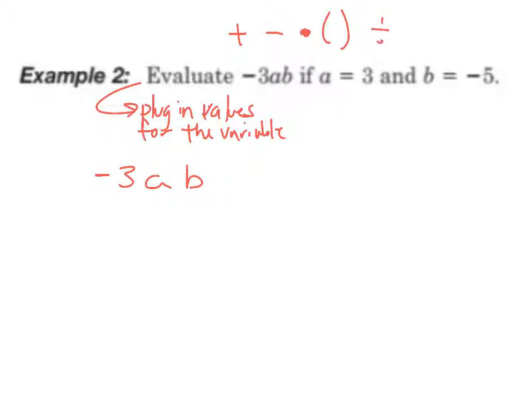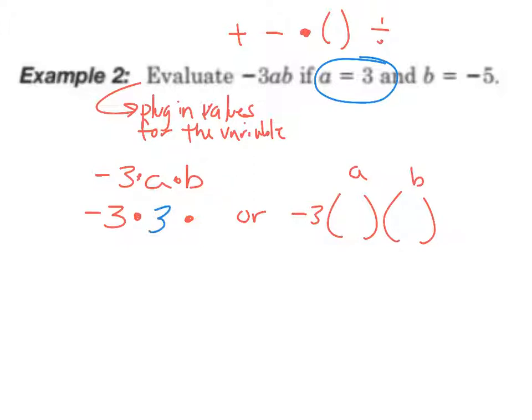Right? So I have negative 3 times a value for A and times a value for B, because in between here is multiplication. So I have to have a symbol in there. Another way we can write it is negative 3 times a value for A and times a value for B. So inside there will be A and inside there will be B. So what I have for A is 3, and what I have for B is negative 5. If I use parentheses, it'll look like this. The value for A is 3, the value for B is negative 5.